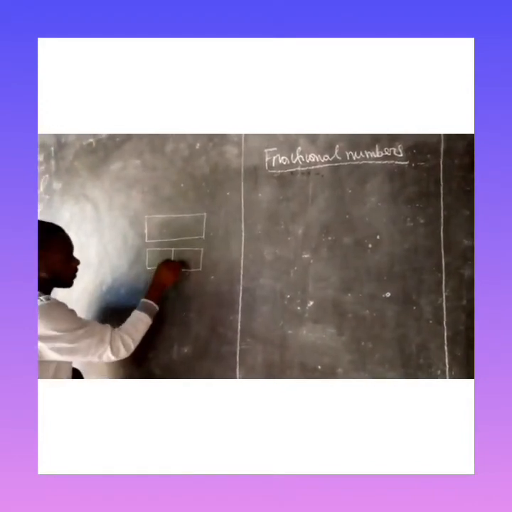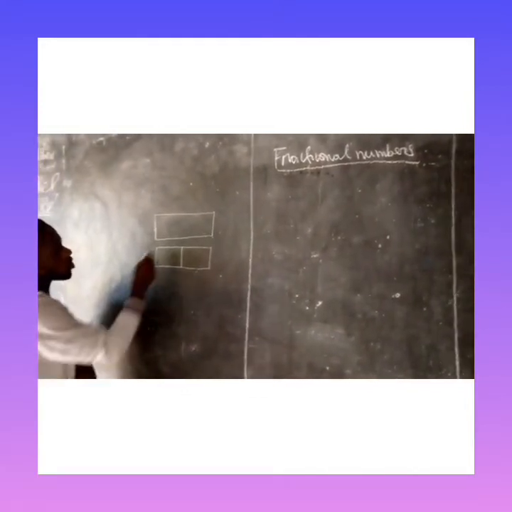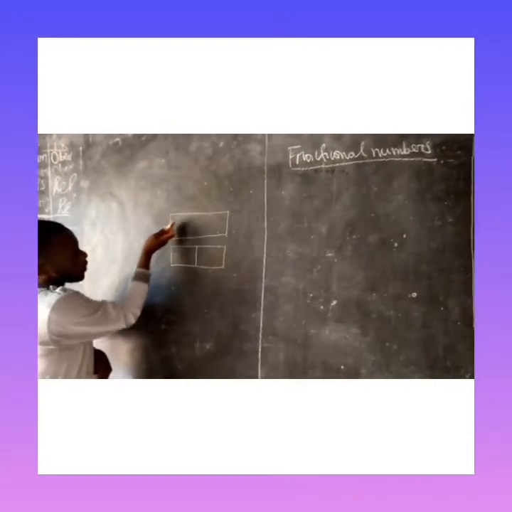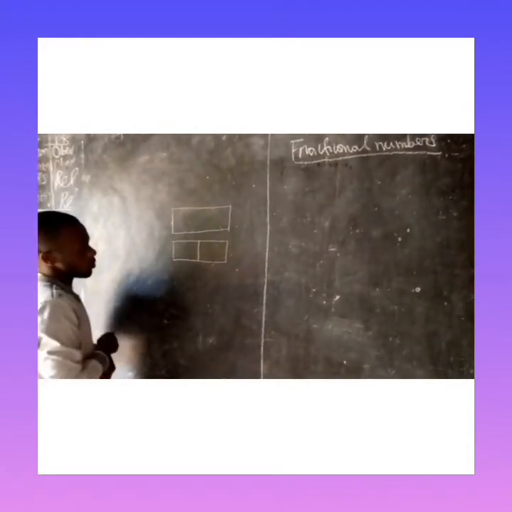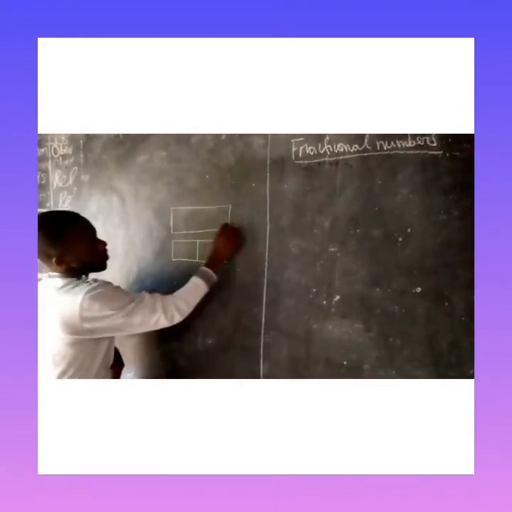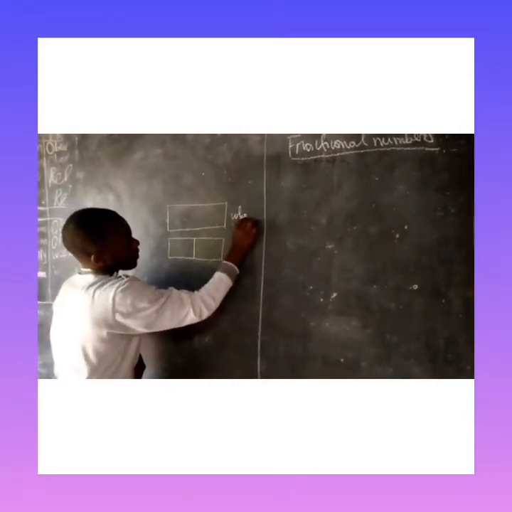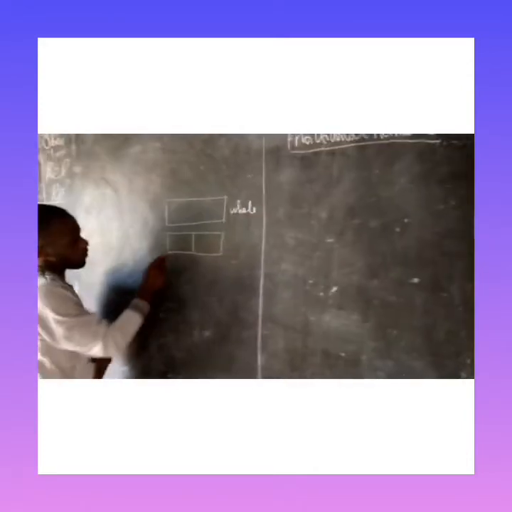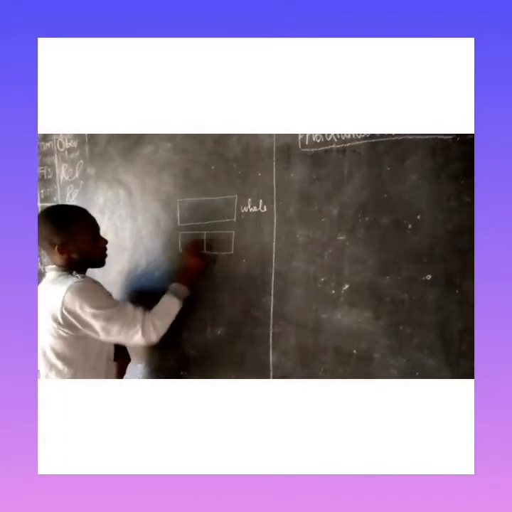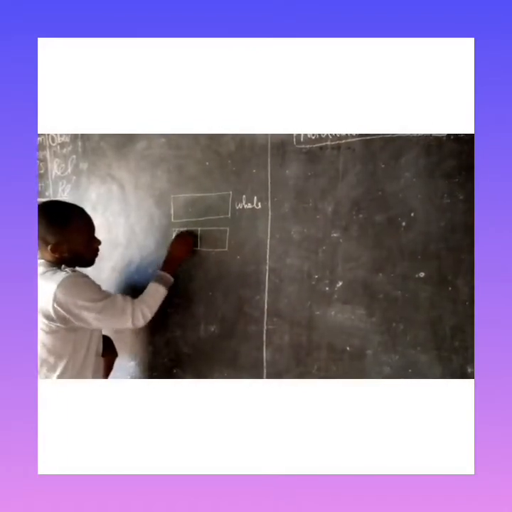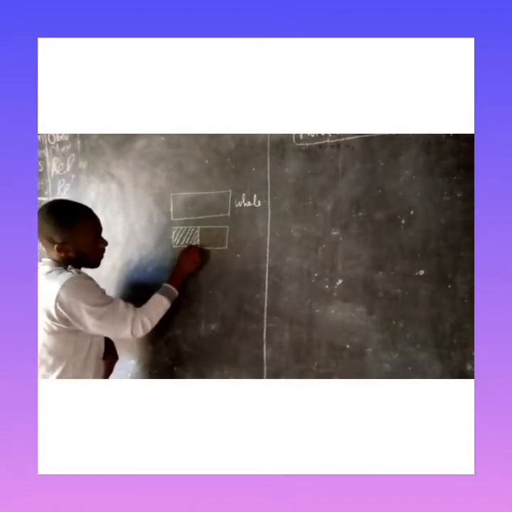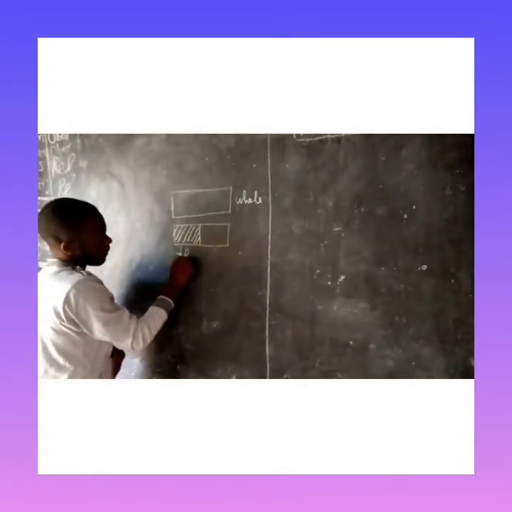Now if you take figure one and divide figure two into two parts, you see here the shape of figure one is different to the shape of figure two. So now figure one is what you call a whole. Then figure two is divided into two parts, which means that this one shaded part is what you call a fraction.